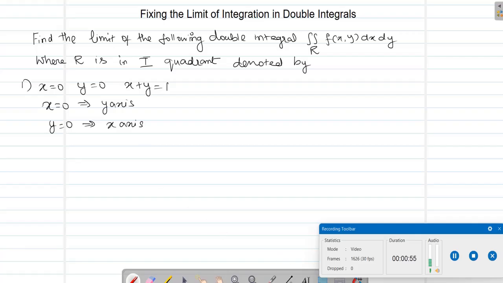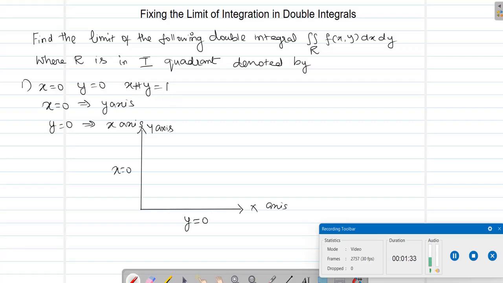So when it comes to drawing your x-axis, and then let me have this as the y-axis. So we have the x-axis denoted by the equation y equal to 0. And this is your y-axis, which is denoted by the equation x equal to 0.